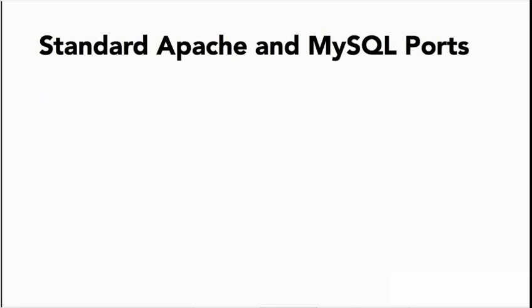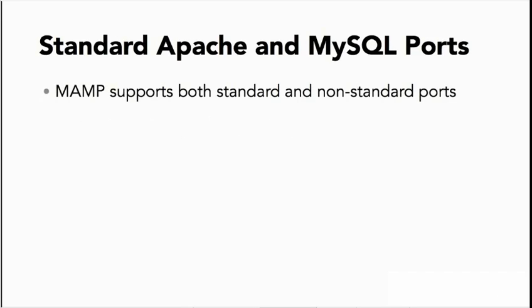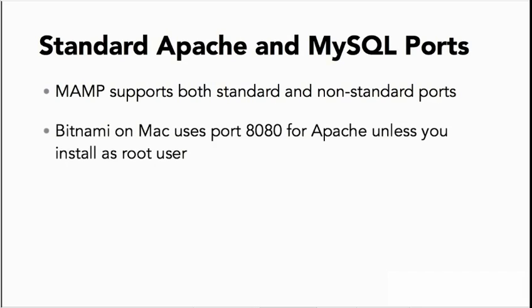One of the things you always have to worry about is port management. Apache and MySQL listen on ports, numeric values. And the basic rule is that each port can only be used by one software component at a time. MAMP can help you manage this on both Mac and Windows. It lets you easily switch back and forth between the standard ports for Apache and MySQL and alternative ports. And another thing to know is that Bitnami on Mac typically uses port 8080 for Apache, unless you follow certain steps to install it as the root user.